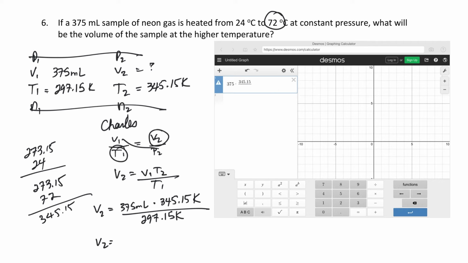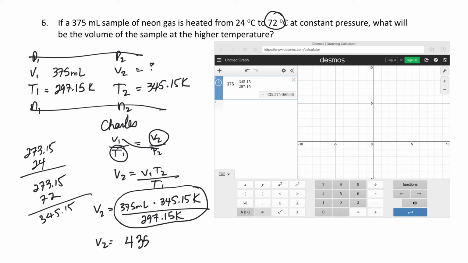Divide 297.15. Now notice that those two are just on their own like that, instead of sort of how I've written it down here. And that's okay. If you wanted the whole thing on top divided by the whole thing on the bottom, you could put brackets around the stuff up top. Anyway, my volume comes out to 435.